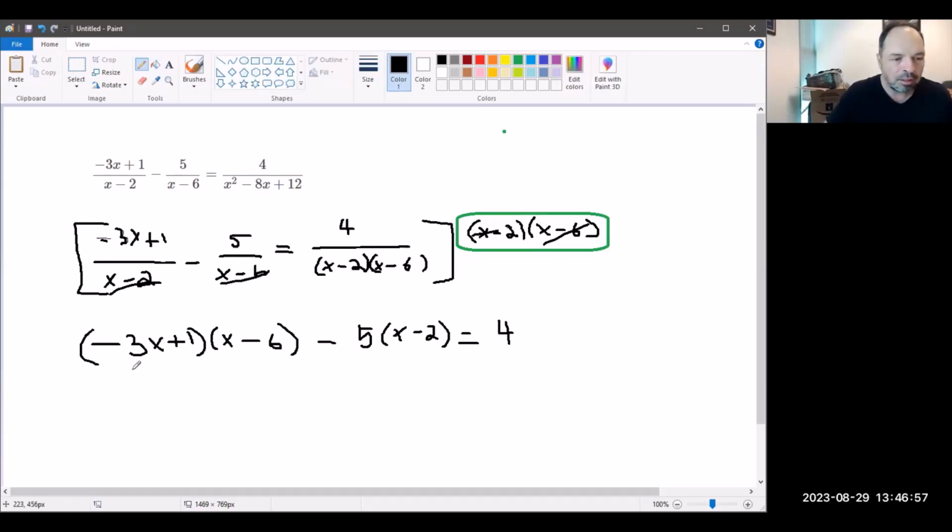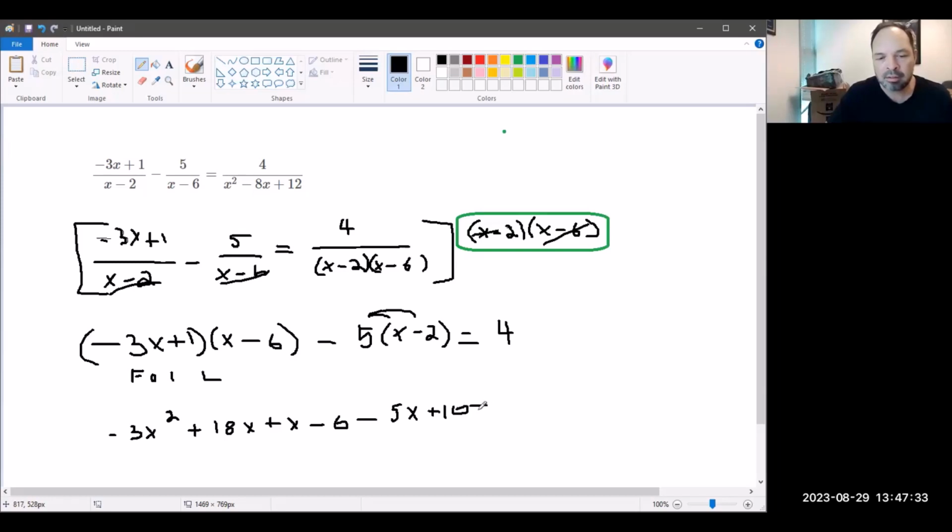Okay, then I'm going to use the FOIL method over here, which leaves me with negative 3x squared. And then outer is 18x, inner is x, last is minus 6. Then I'm going to distribute this 5. That's minus 5x plus 10 is equal to 4.